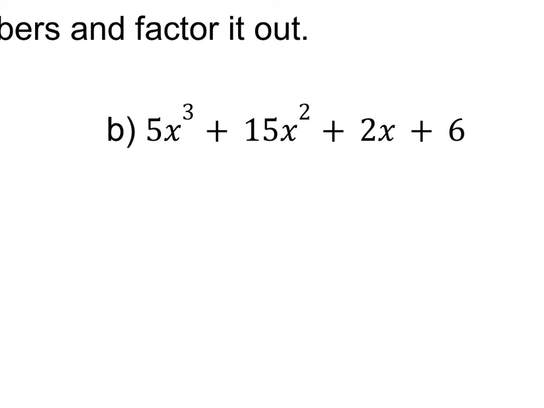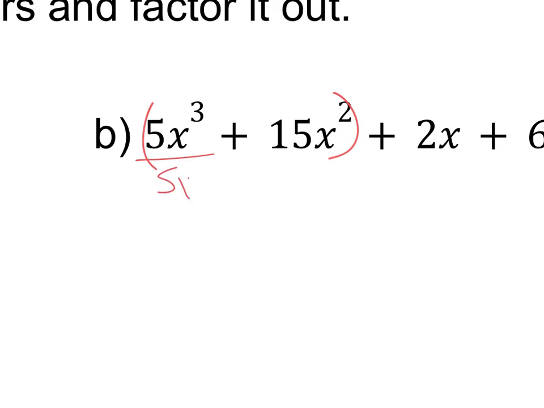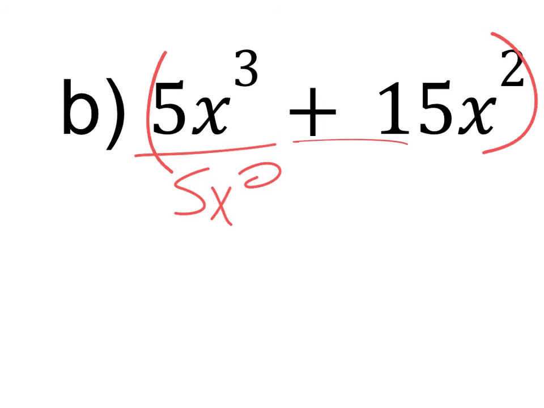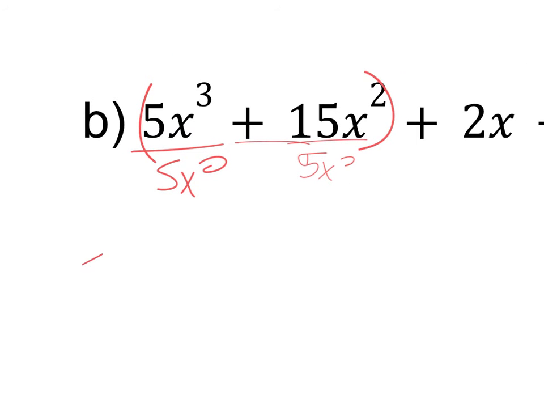Okay, let's do this next one. Throw some parentheses around it. So what can I divide 5x cubed and 15x squared by? Well, it's 5x squared. And then divide this one by 5x squared. And you get, so I'm going to put 5x squared out front. And then 5x cubed divided by 5x squared is just an x. Positive 15x squared divided by 5x squared is positive 3.